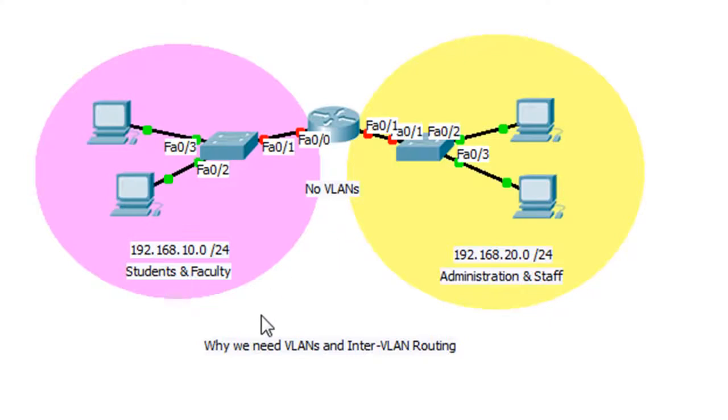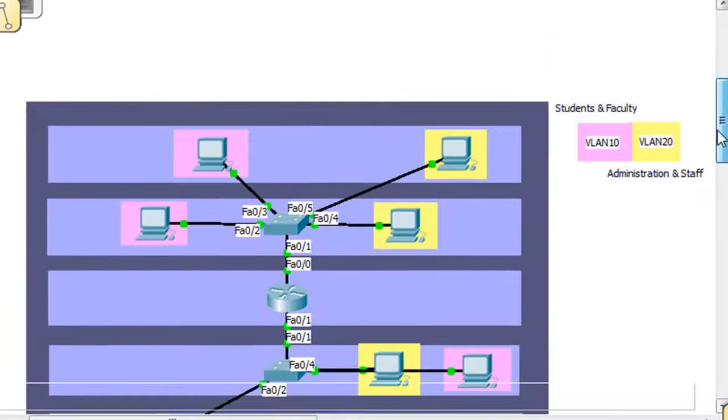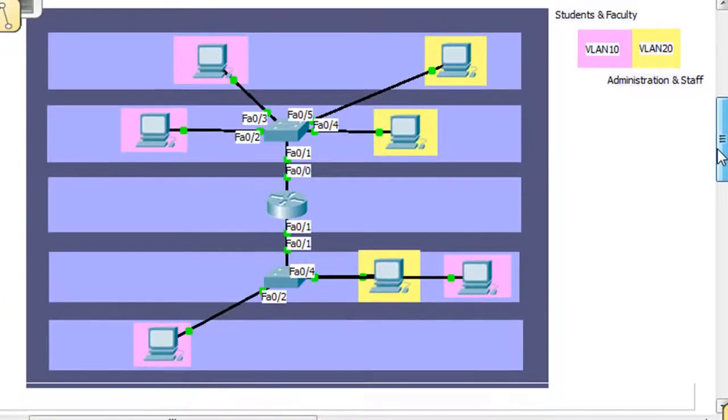Okay, so let's look at another scenario. In the scenario down here, let's pretend that we have a 5-story building. Okay, so floor 1, 2, 3, 4, and 5. We've got a 5-story building, right? And now we have VLANs. So now what we've decided to do is put the students and faculty on VLAN 10, right, for the 10 network, and we're going to put administration and staff on VLAN 20.